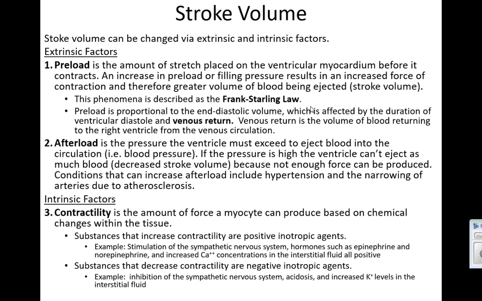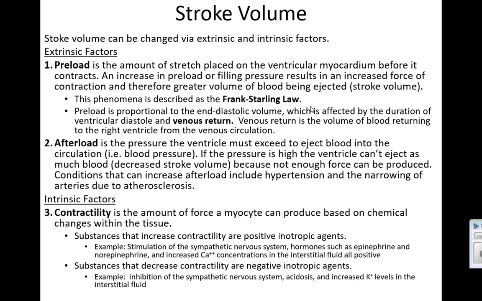All right, for the next 2 slides, I want to talk about ways to alter stroke volume. 3 factors affect stroke volume. 2 are called extrinsic, relating to factors outside the heart, and then 1 within the heart itself, which we call intrinsic factors.